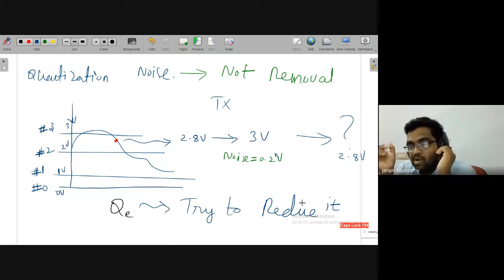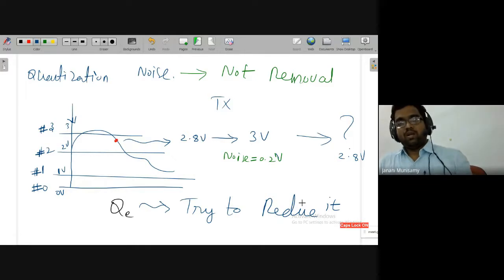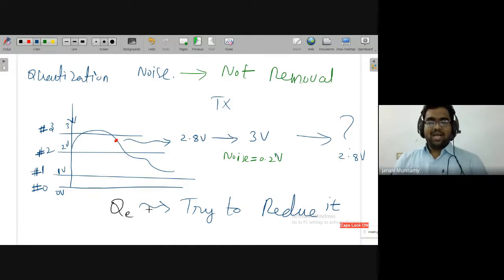In the exam, they will ask whether we can remove the quantization noise or not. So we cannot remove it. Once it is introduced, it is irrecoverable. You cannot recover it back. Then what is exactly the quantization noise value? See, I have taken 2.8 volt. So now the quantization error is 0.2. Suppose I take 2.5, this 2.5 may be mapped to 2 or 3 because both are at equal distance.